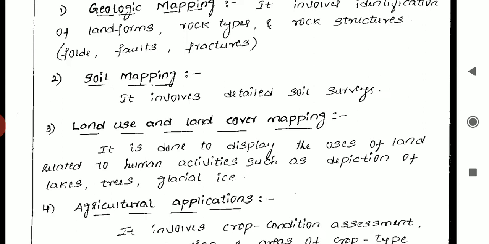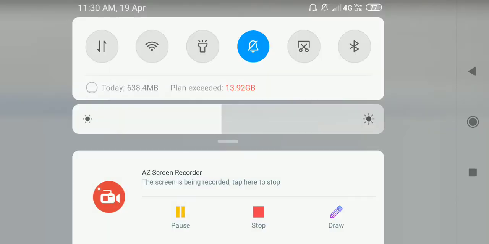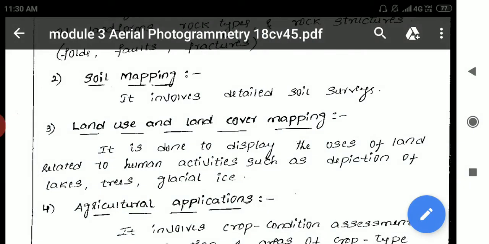We will sit, and by using images, we will decide how our crops are going to be grown. So we will decide it. And also water resources applications and urban regional planning applications.